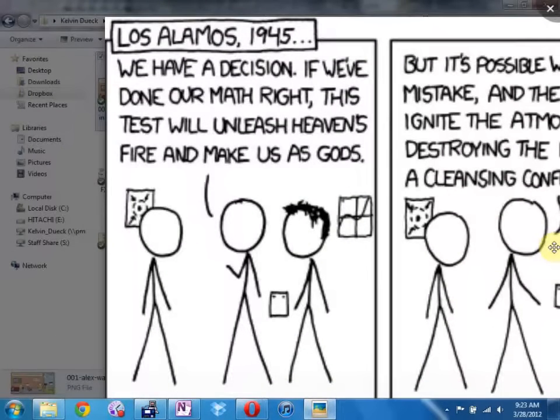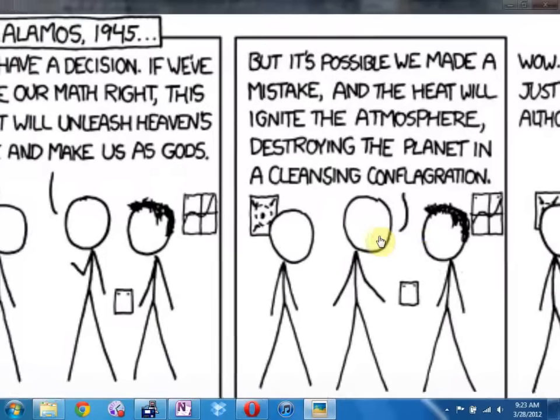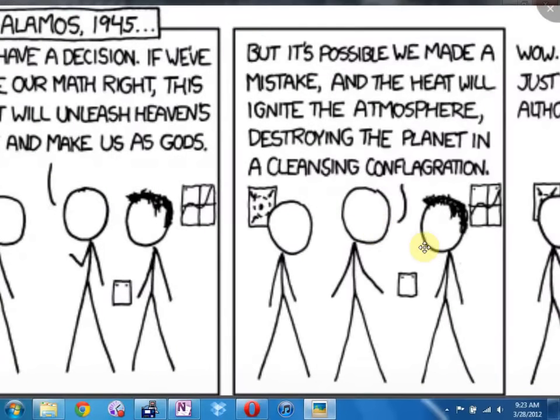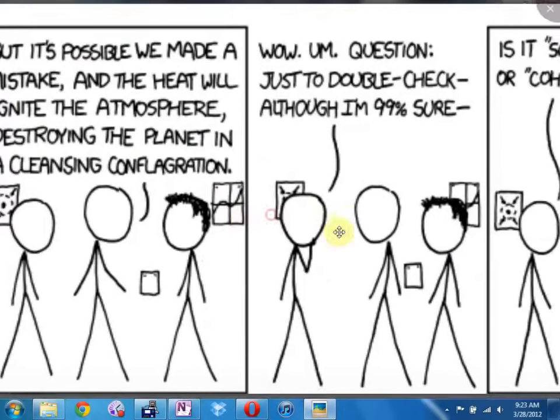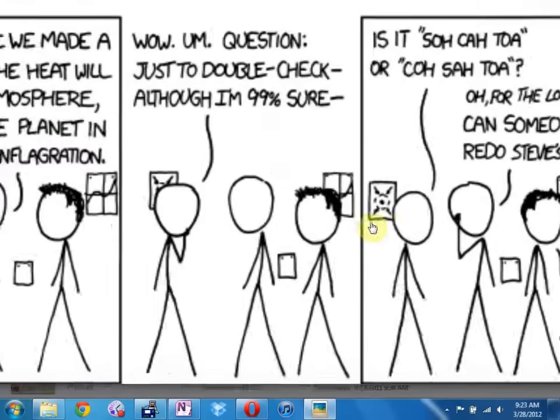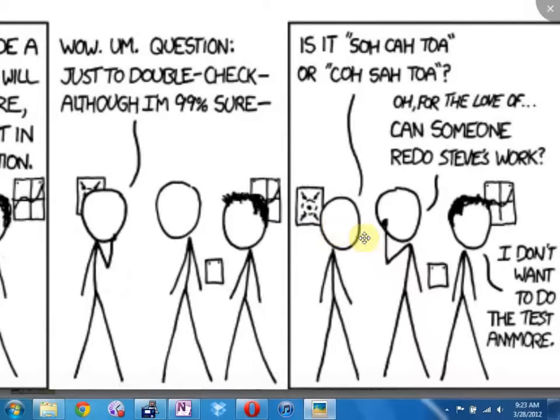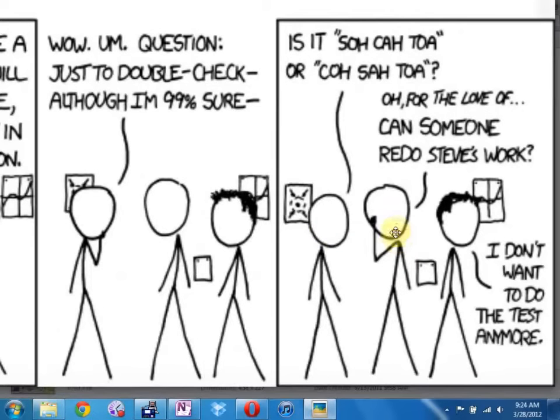Los Alamos, where they built the atom bomb, 1945. We have a decision. If we've done our math right, this test will unleash heaven's fire and make us as gods. But it's possible we made a mistake and the heat will ignite the atmosphere, destroying the planet in a cleansing conflagration. Wow. Question. Just to double check, although I'm 99% sure, is it sohcahtoa or cosatoa? Oh, for the love of... Can someone redo Steve's work? I don't want to do tests anymore.